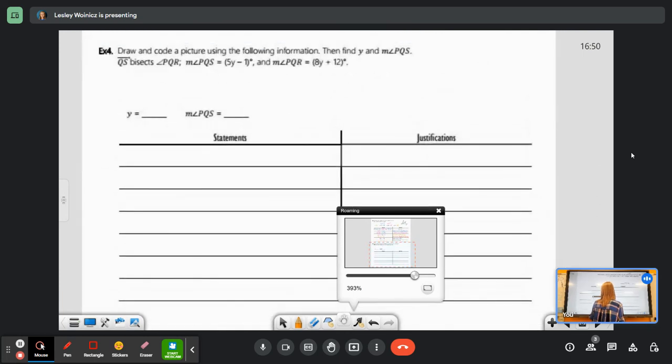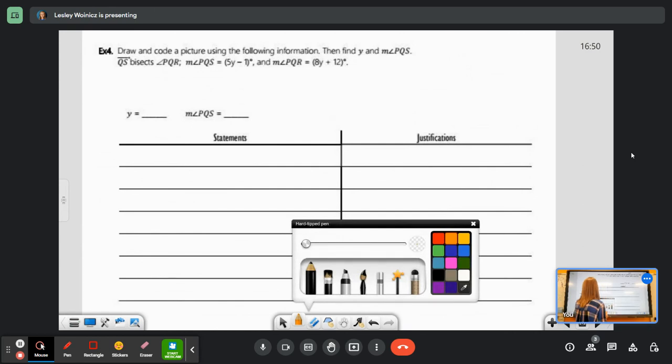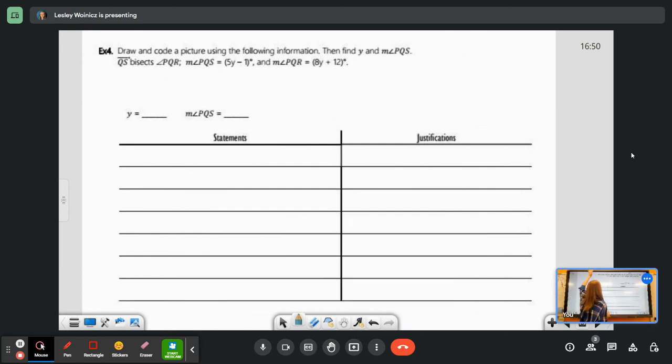This time we have to draw and code again and do a proof. Whew. Okay. So we know that QS bisects PQR. Q has to be the vertex. PQR, QS. Okay, and if it's bisecting, these are congruent. Okay, that was my code.